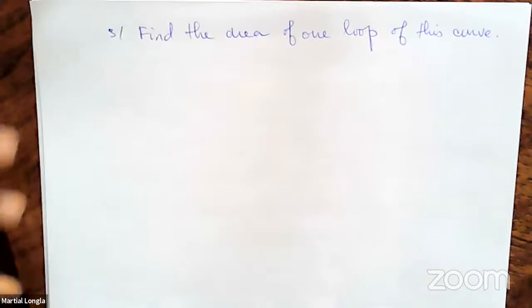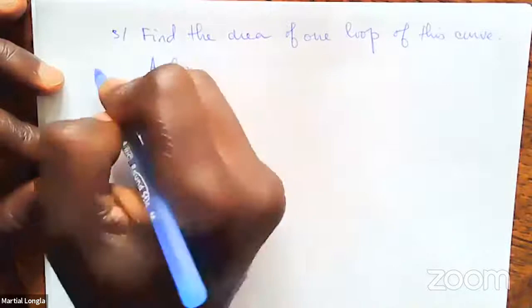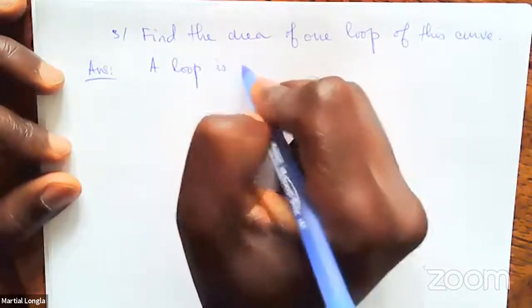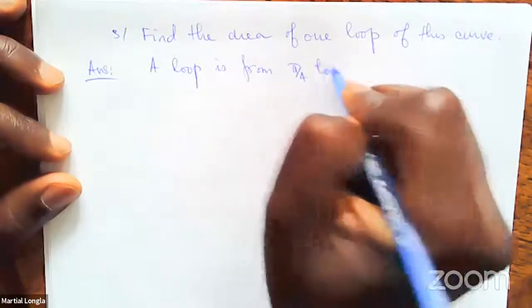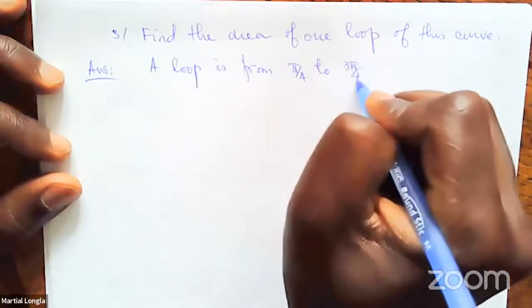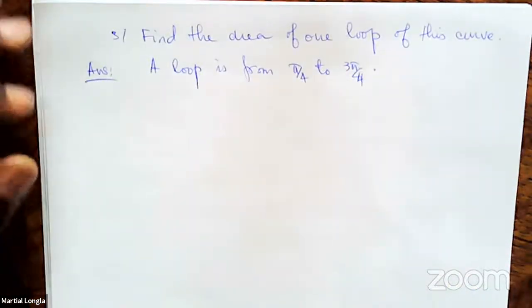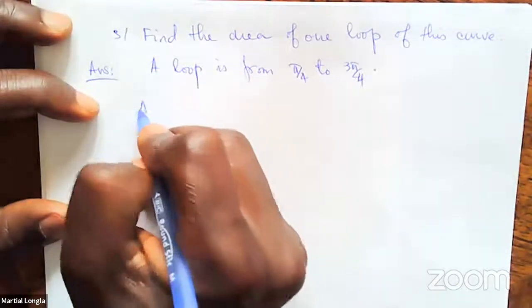So that's good. So first of all, a loop is from pi over 4 to 3 pi over 4. It's not the only loop. There are many of them, but the area is going to be the same no matter which one you choose. And how do you compute the area?